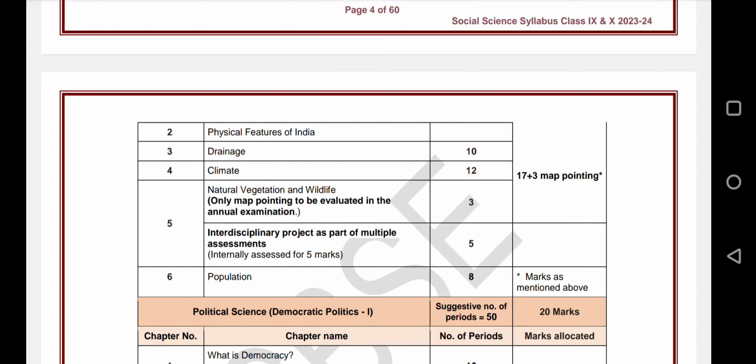Next we have drainage. In drainage you will learn about the river system of India, and it's good that you are going to learn only the river system. So I'm saying only river system because you're going to learn river system of India only, so it is going to be easy for you, okay, you will be learning about perennial rivers, and you will learn about the mountain.